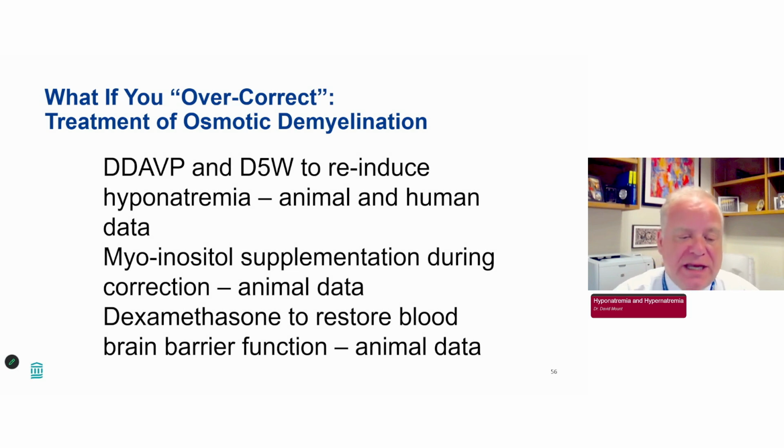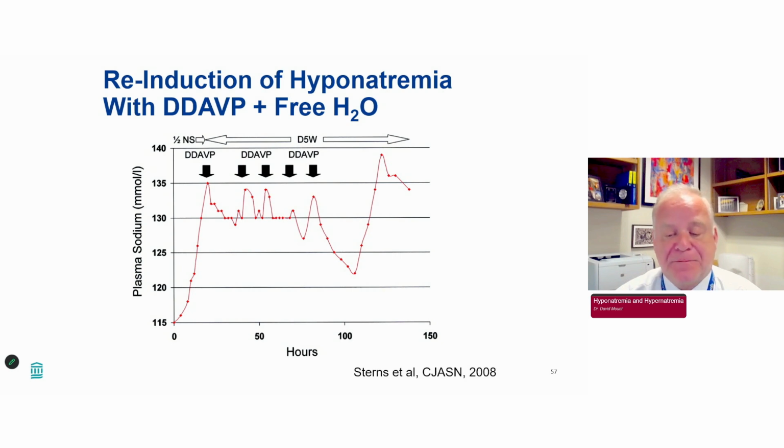Luckily, though, now we can treat osmotic demyelination, and we can react to this by giving DDAVP and D5W to reinduce hyponatremia, and there's animal and human data. There's animal data that you can give back these osmolytes, myo-inositol, for example, or you can give dexamethasone to restore blood-brain barrier function, which we don't use clinically.